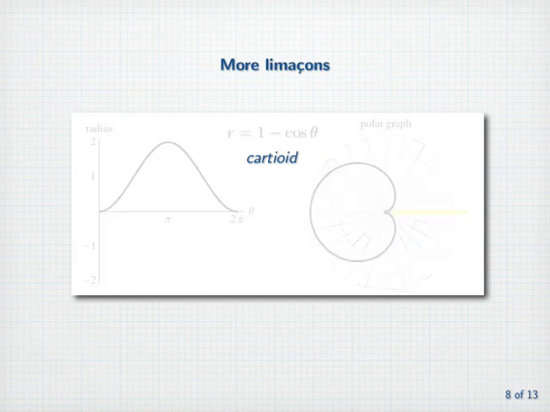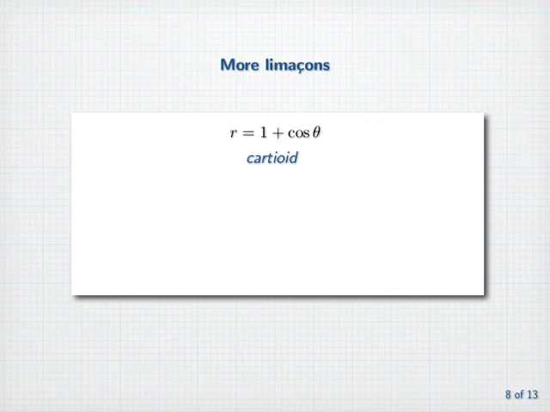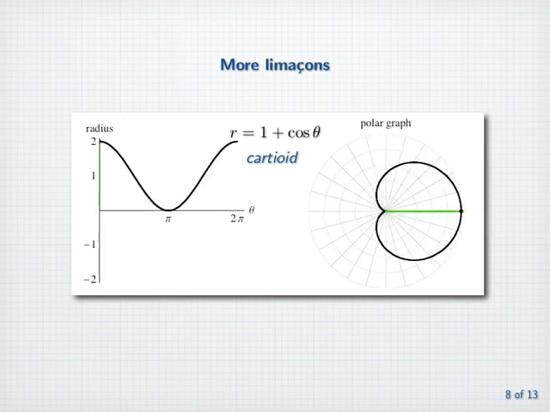The graph of 1 plus cosine theta is also a cardioid. In fact, it's a rotation of the previous one through pi radians, since cosine of theta minus pi equals minus cosine theta. Now let's watch as the polar curve is traced out as theta goes from 0 to 2 pi.